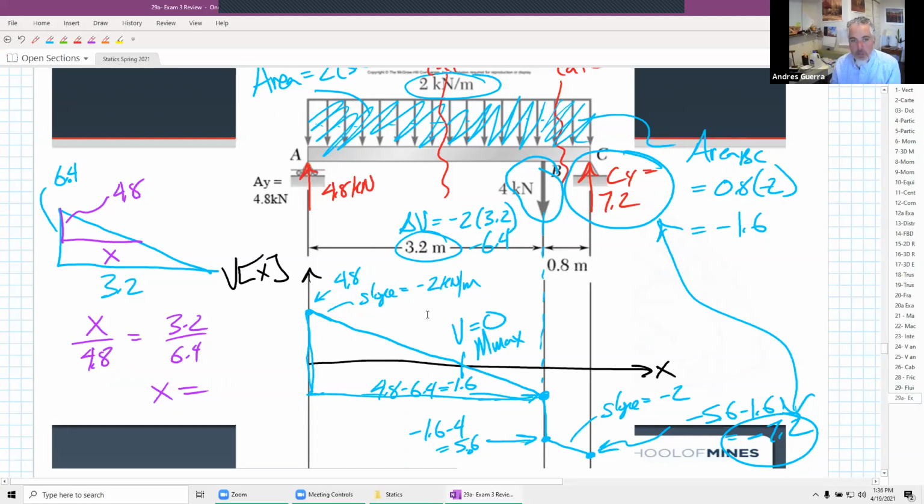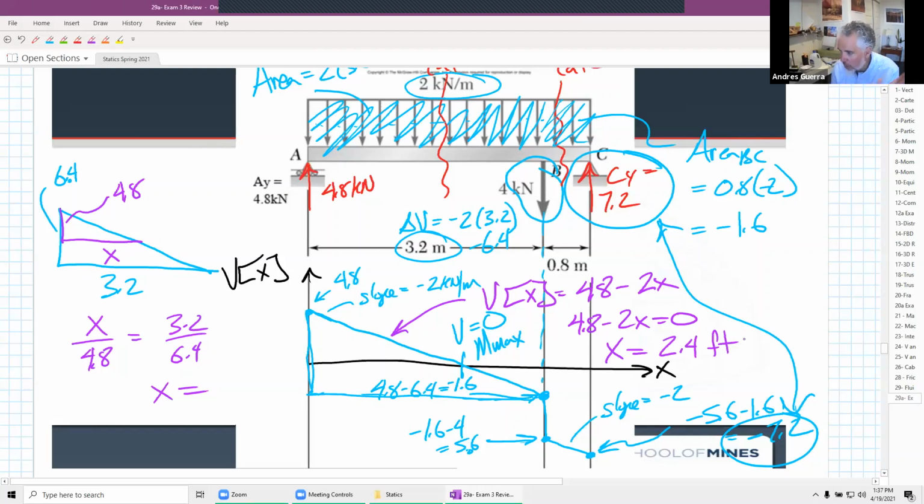Or yes, it would also be, great question. We did similar triangles, but can we figure out, just by looking at our picture here, that V of x is equal to the y-intercept 4.8 minus the slope times x? And so we could just take this 4.8 minus 2x, set it equal to 0, and we would find that x is equal to 2.4. So either one of those will give us that answer of x equal to 2.4.